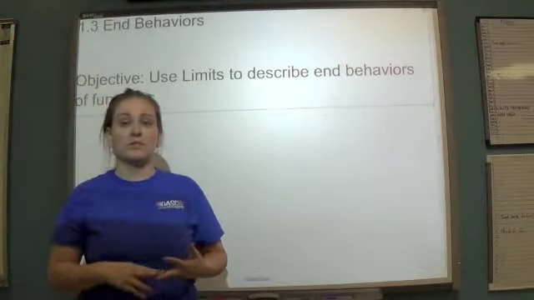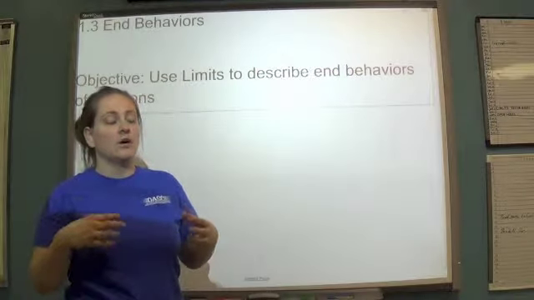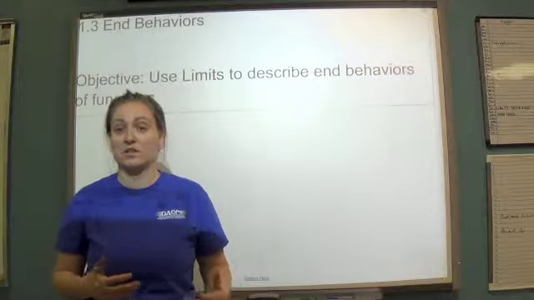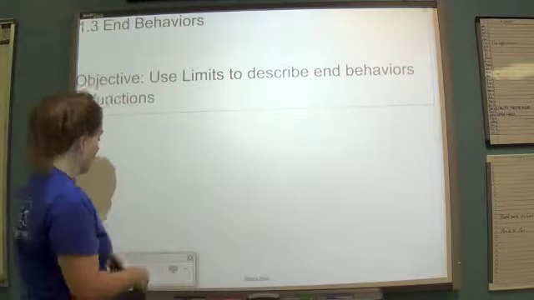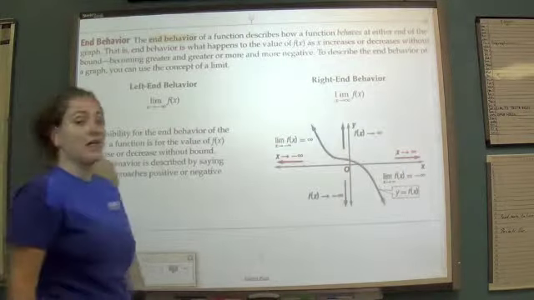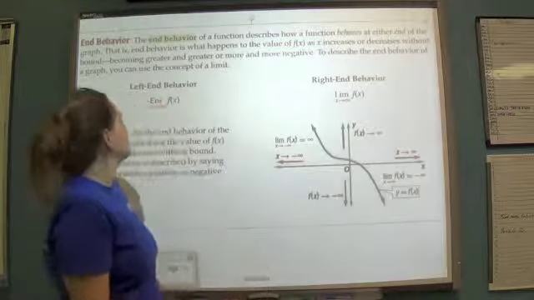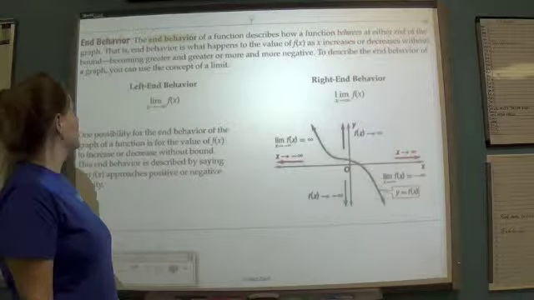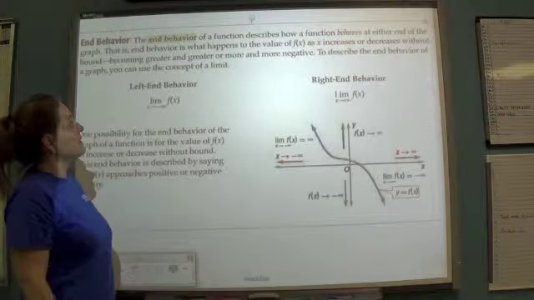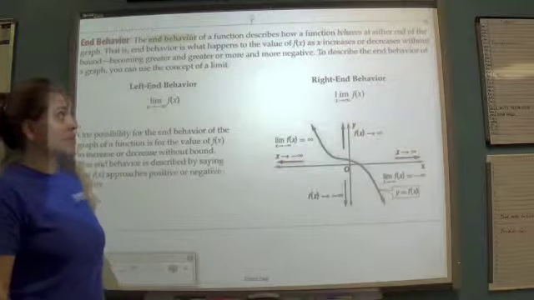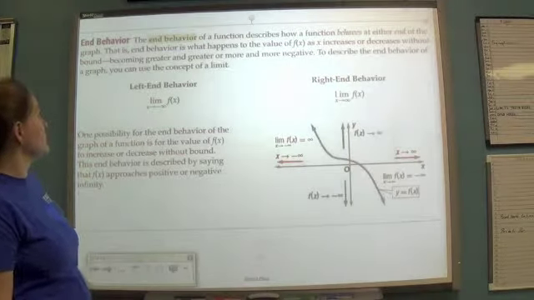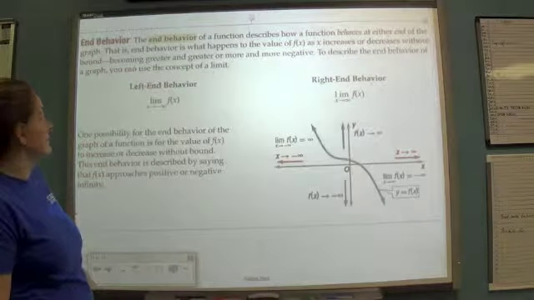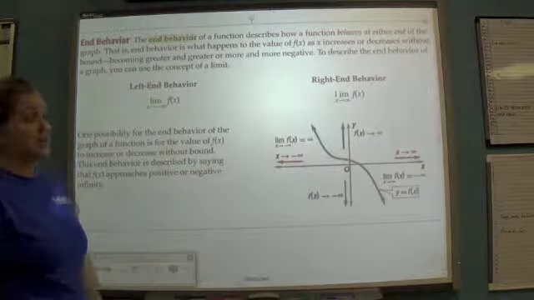So remember, limits are about looking at graphs and functions as they approach certain numbers. End behavior is going to be the ends of the graph. The end behavior of a function describes how a function behaves at either end of the graph. That is, end behavior is what happens to the value of f of x as x increases or decreases without bound, becoming greater and greater or more and more negative. To describe the end behavior of a graph, you can use the concept of a limit.